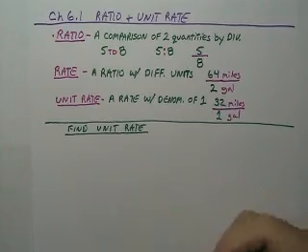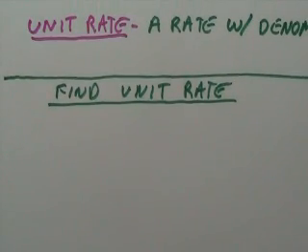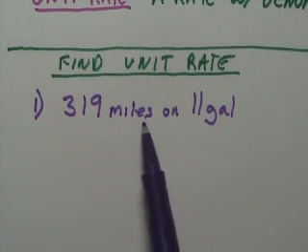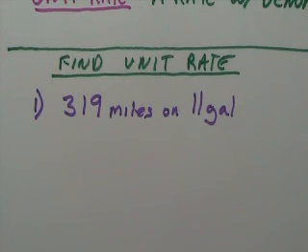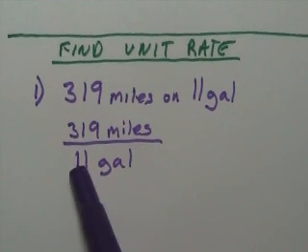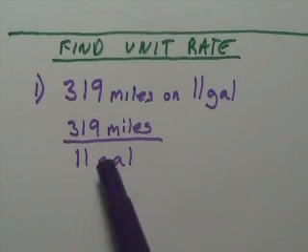Okay, now let's do some examples down below. Let's do 3 of them. Finding the unit rate. Well, that's the same thing as 319 miles divided by 11 gallons. This is the rate. Now we'll find the unit rate. Unit rate is when we have 1 in the denominator.